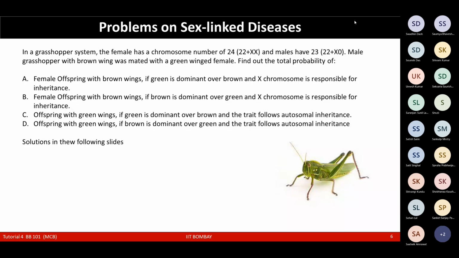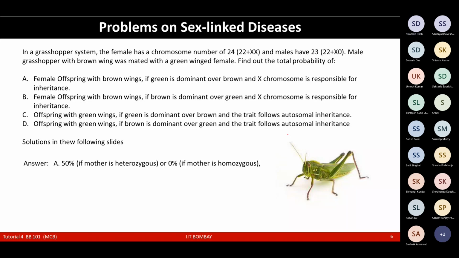Whether it's homozygous or heterozygous. Any rough guesses? If green is dominant, then all must be green. So that's why I'm asking, what is the probability of that thing actually? It's 1 by 2. 1 by 8.